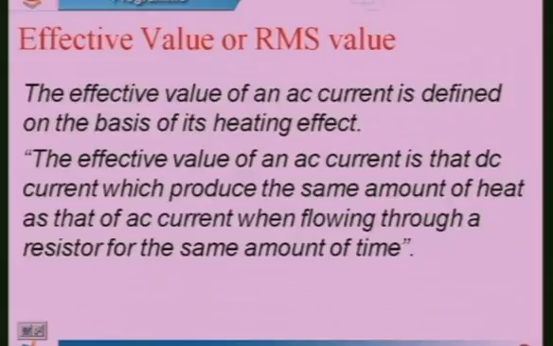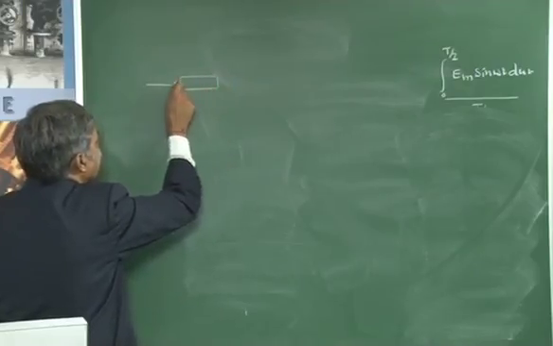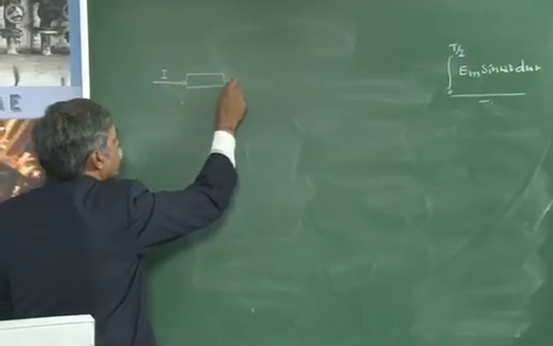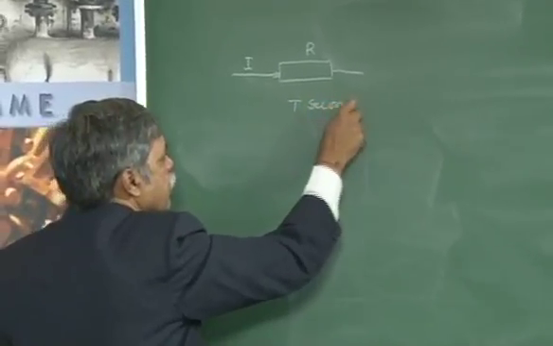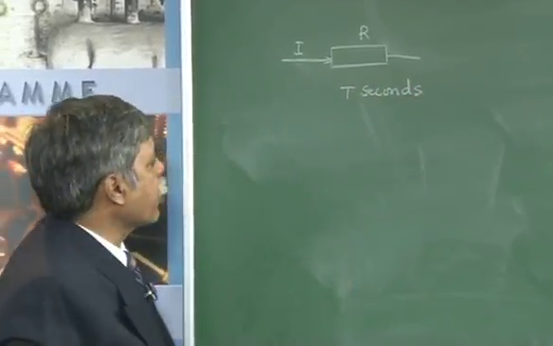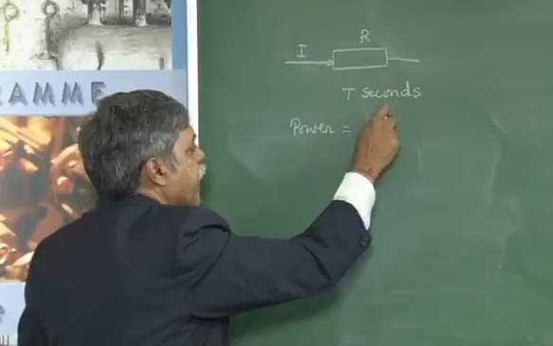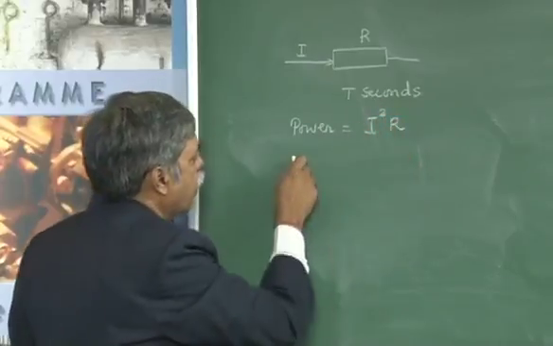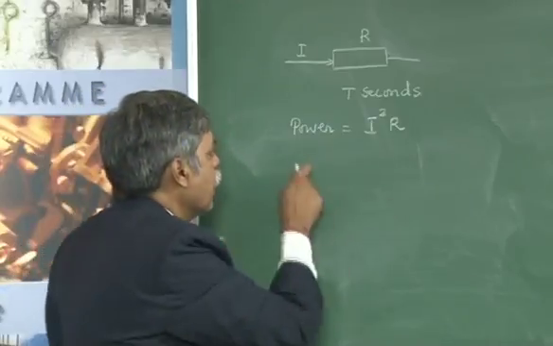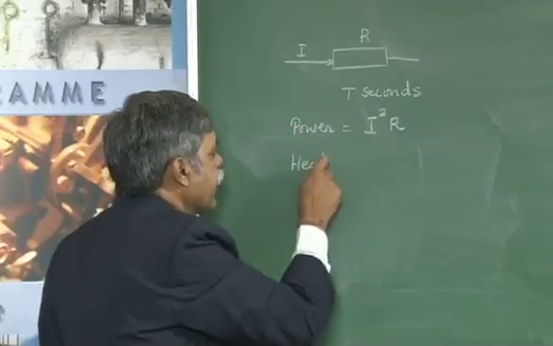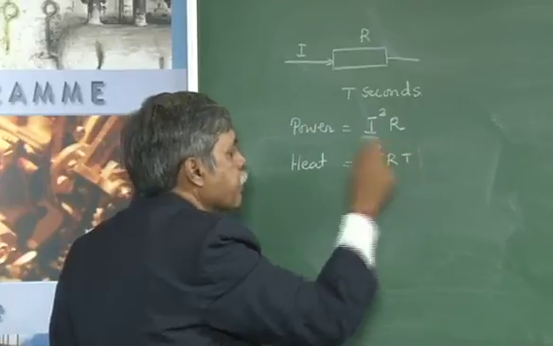Say the resistor has a value of R. I am passing a DC current of I amperes through the resistor R for a time of t seconds. The power in the resistor, because of the DC current, is I square R. Since it is flowing through the resistor for a time of t seconds, the heat produced, or heating effect, will be I square R multiplied by t.